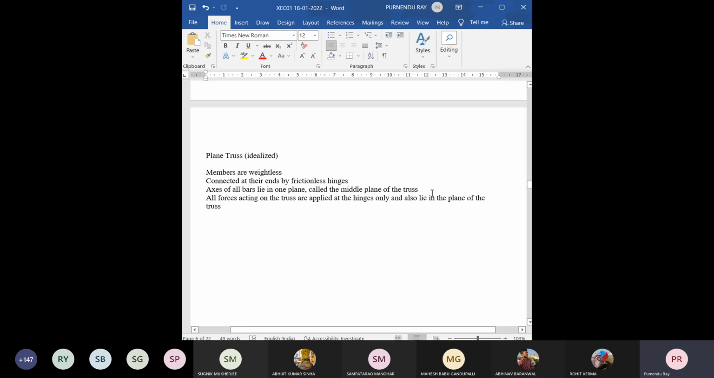And in the book you will find the diagrams are normally shown by these very thin lines, which is called the axis of the members. Now all forces acting on the truss are applied at the hinges only and also lie in the plane of the truss.